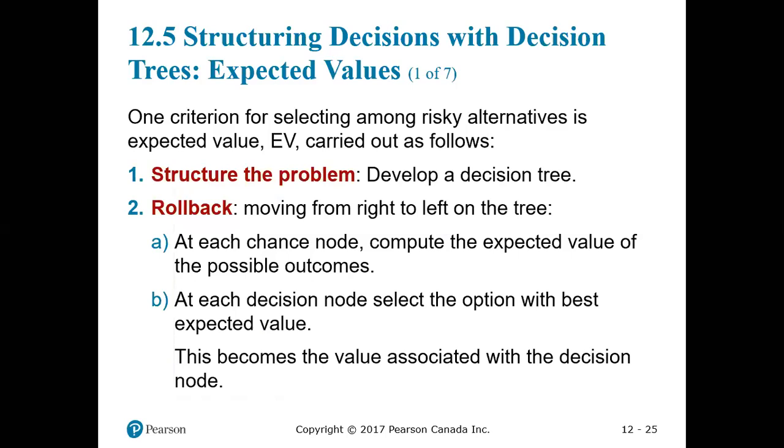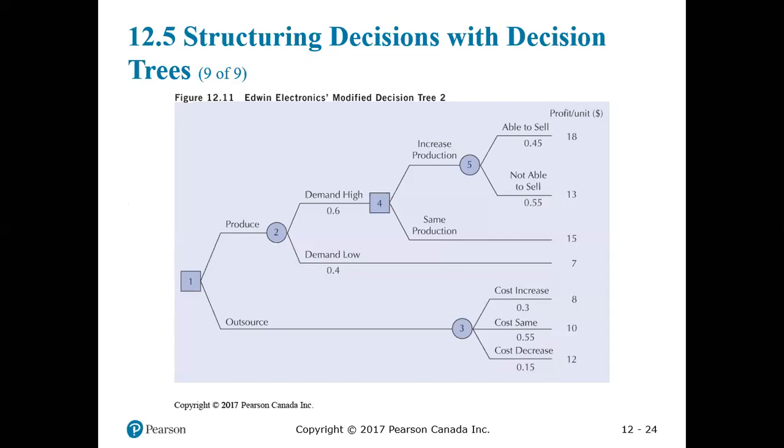Then number two, moving from right to left on the tree. We start from the right as far as we can, and then we move back towards the left. At each chance node, compute the expected value of the possible outcomes. If we go back here, starting with profit number one at the top, 18, at node five, which is the first chance node, we will compute the expected value. So the expected value here would be 18 times 0.85 plus 13 times 0.5.